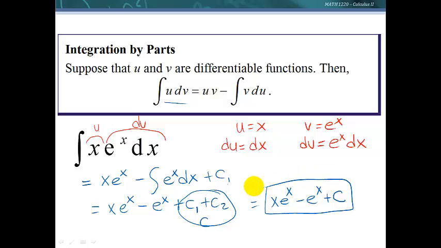We can see that if we wanted to check this, we could take a derivative and we should get the original function back. So looking at this first term, it's a product rule. First times the derivative of the second, plus the second function, which is e to the x, times the derivative of the first function, which is 1. And then minus the derivative of e to the x, which is e to the x, and of course the derivative of the constant is gone. We can see these cancel, and we do in fact get our original function back, so it checks.